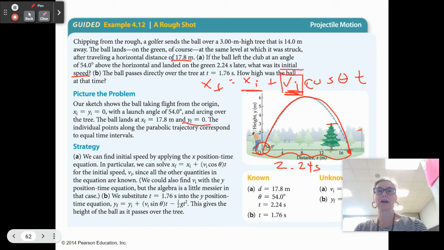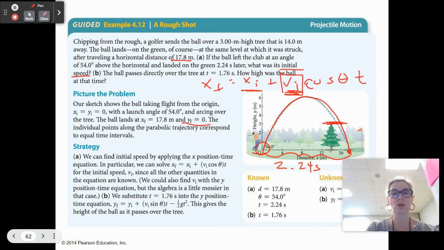So I know my XI is 0. I know my XF is 17.8. My angle is 54. And my time, I know, is 2.24 seconds. Okay? So I'm just going to plug in and find VI. That's part A. For part B, we're going to use 1.76 seconds. And we're looking for how high it is. So we're looking for a Y position.